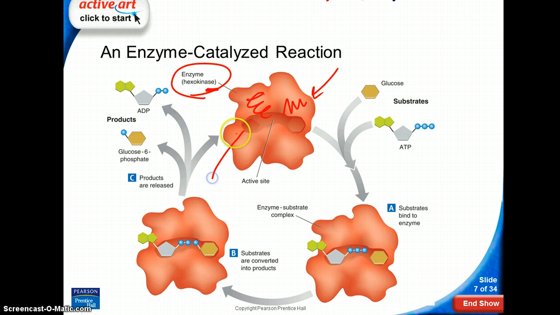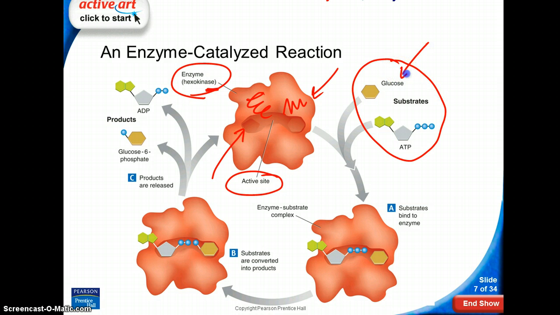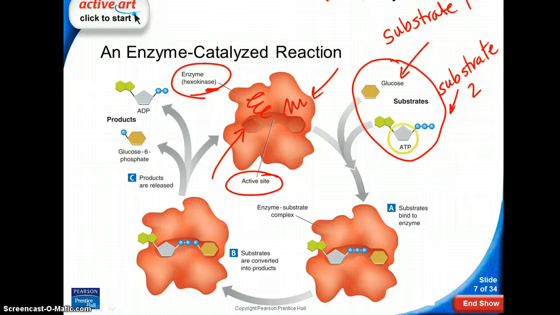That enzyme has something called an active site. This active site is where you have your chemicals coming in. Here, I have two chemicals. I have glucose, that's substrate 1, and substrate 2, which is ATP. You do not need to worry about what they are. Just know that you have two different substrates, and they will float into the active site of your enzyme.